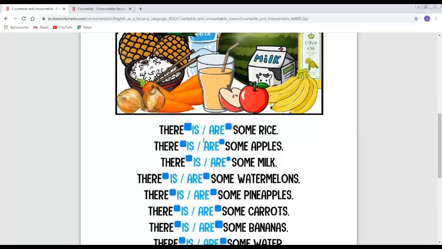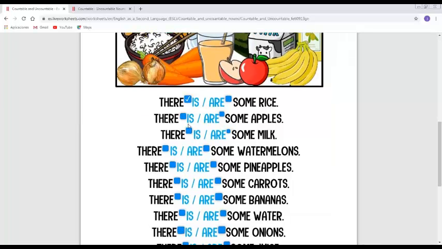Number 1. There you have 2 options, is, are, okay? Remember, we are going to be talking about countable or uncountable, okay? For example, in number 1, there is some rice. There is some rice. ¿Por qué he puesto la opción there is? Porque estamos hablando de rice, que significa arroz. Y es un sustantivo que no se puede contar. It is an uncountable noun. Okay? There is some rice.